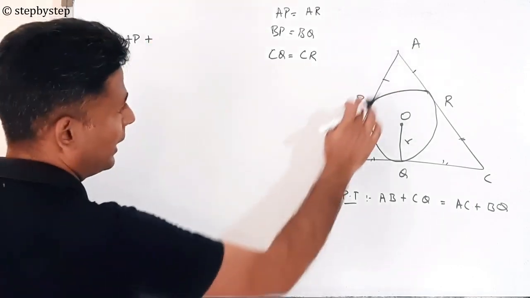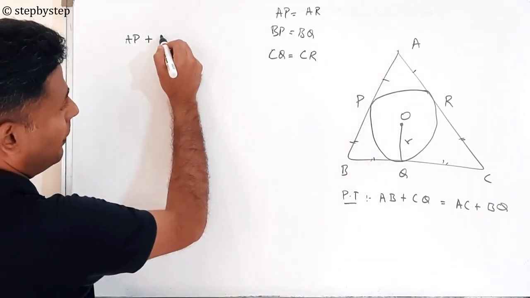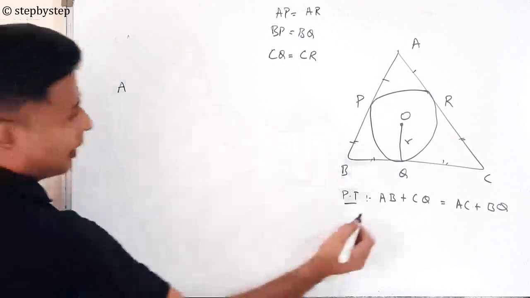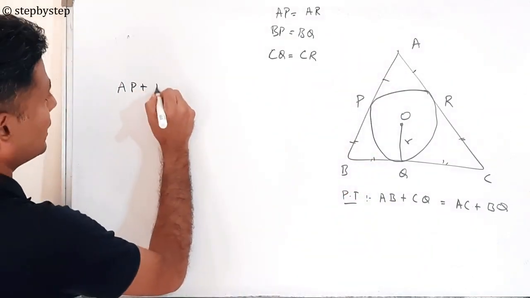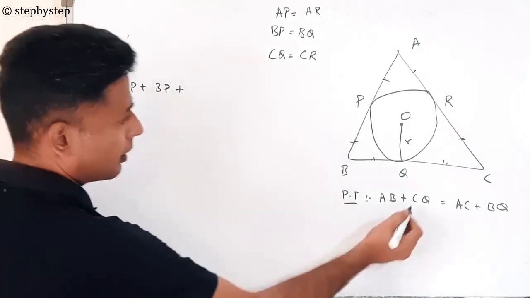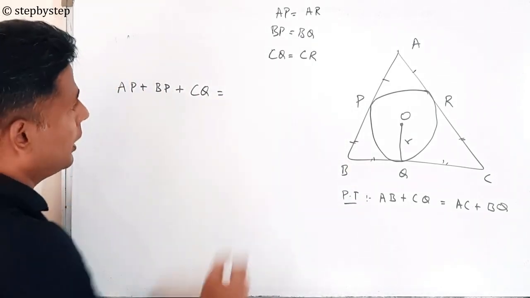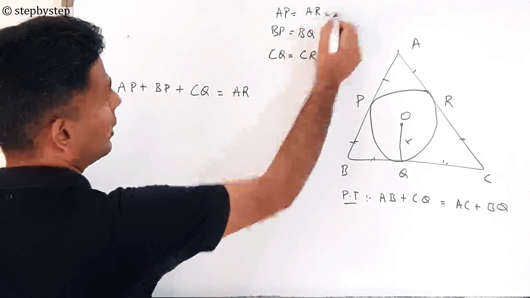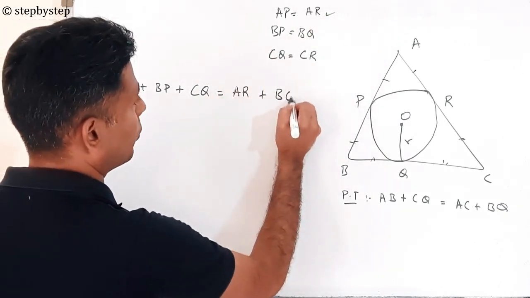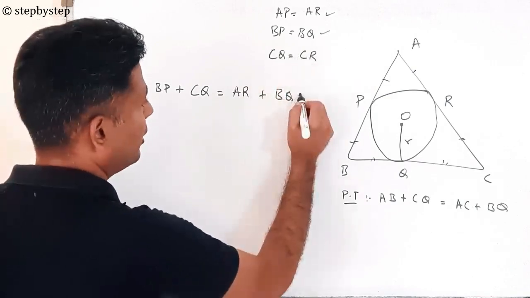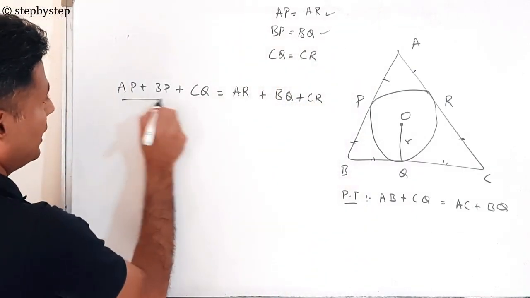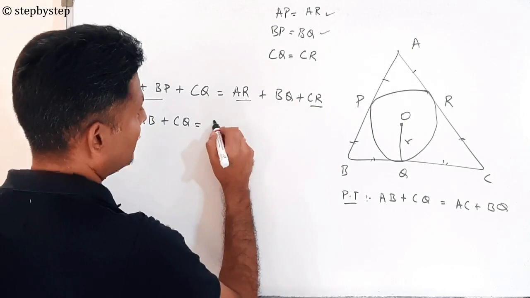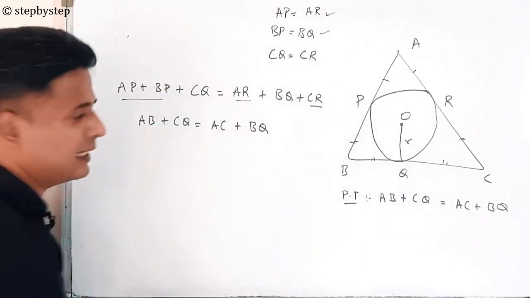Alright. Now AB is nothing but AP plus BP. Okay, I will write it down here. AB, I am taking from this. AB is AP plus BP, plus they have CQ, which will be equal to, now AP is equal to what? AP is equal to AR. So I can write AR from here, plus BP is equal to BQ from here, and CQ equal to CR from here. Now AP plus BP is AB, plus CQ, and we have AR plus CR, which is AC, plus BQ. Hence proved.